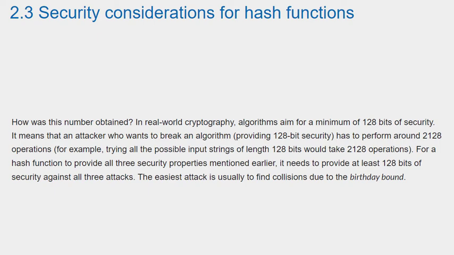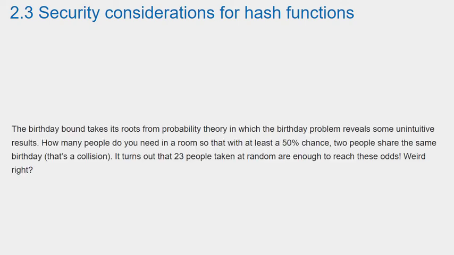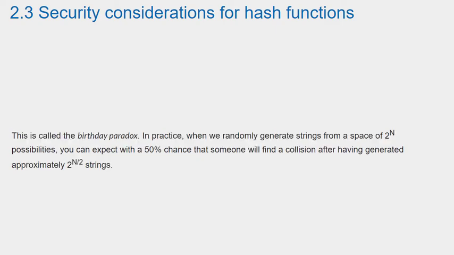The easiest attack is usually to find collisions due to the birthday bound. The birthday bound takes its roots from probability theory, in which the birthday problem reveals some unintuitive results. How many people do you need in a room so that with at least a 50% chance, two people share the same birthday? That's a collision. It turns out that 23 people taken at random are enough to reach these odds. Weird, right? This is called the birthday paradox.